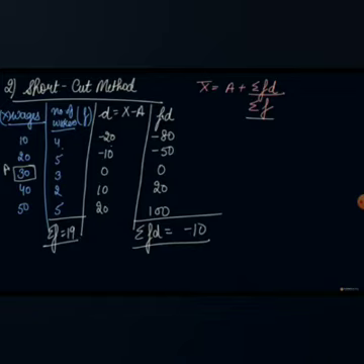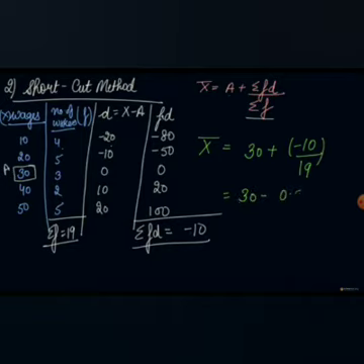Now putting all the values into the formula, we will get the average wages. A, the assumed mean you have taken, was 30, plus minus 10 divided by 19, which is equal to 30 minus 0.53, which is equal to 29.47. Again you will have the average wages of the worker as rupees 29.47, which is the same as we found in the direct method.